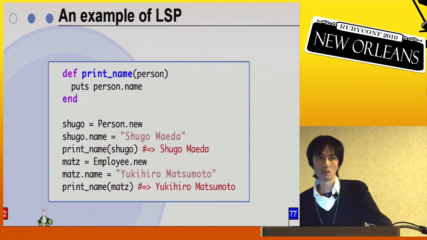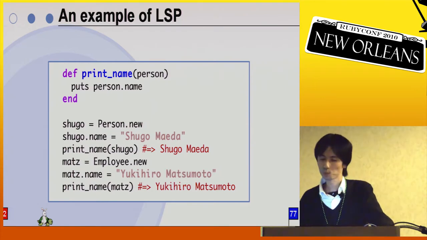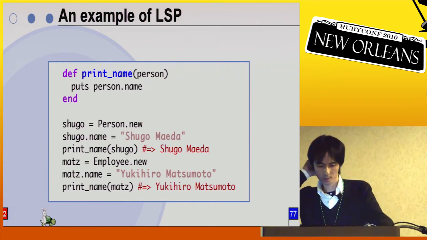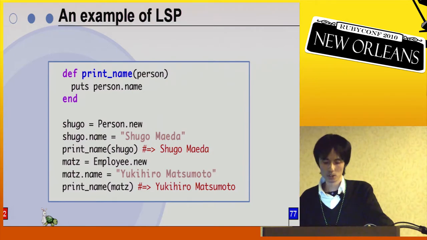This is an example of LSP. This example defines a method named printName. This method takes one argument and prints the name attribute of that argument. And this example creates an instance of person and invokes printName on that instance. Then this program creates an instance of employee class, which is a subclass of person. If you pass this instance to printName, it will also work.